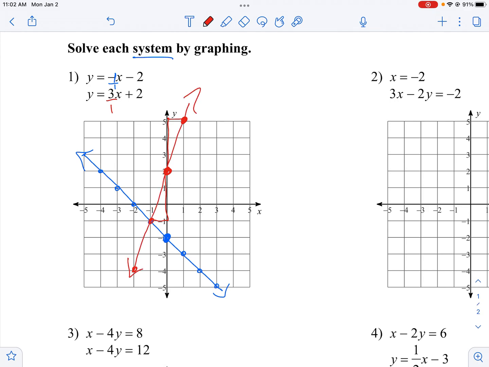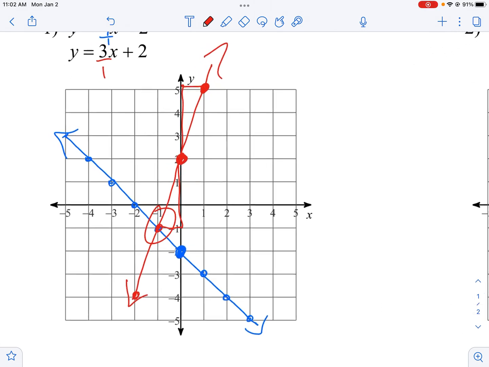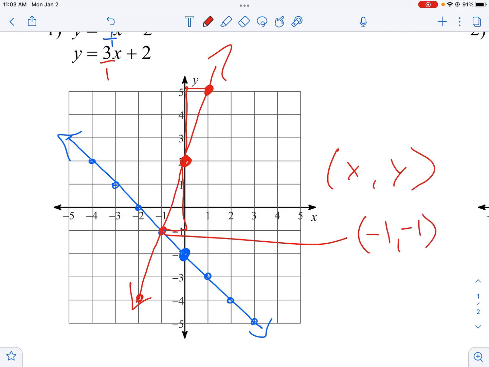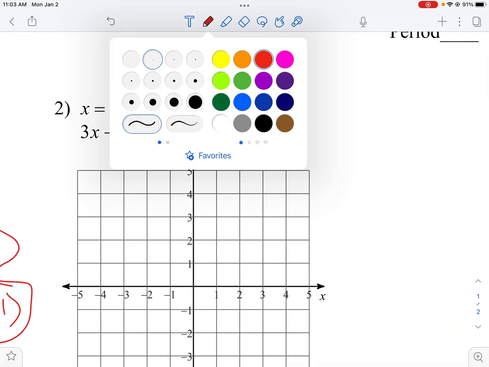And when you do that, you're going to find out. So here's my point where these two lines meet up. And I'm going to write the coordinates for that. Remember, it's x first, or horizontal first, and then vertical second. So this point here is left 1 and then down 1 from my origin there. So there we go. There's my solution. It's -1, -1. Awesome. Let's go to the next one.